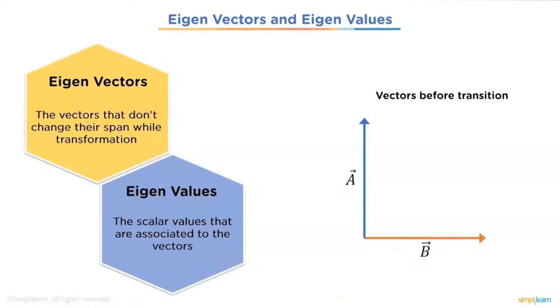Eigenvectors are the vectors that don't change their span during a transformation, and eigenvalues are the scalar values associated with those vectors. Conceptually, you can think of the vector as your picture. You have a picture, it's 2 dimensions, x and y. Those 2 values make up that point. But the values change when you skew it.